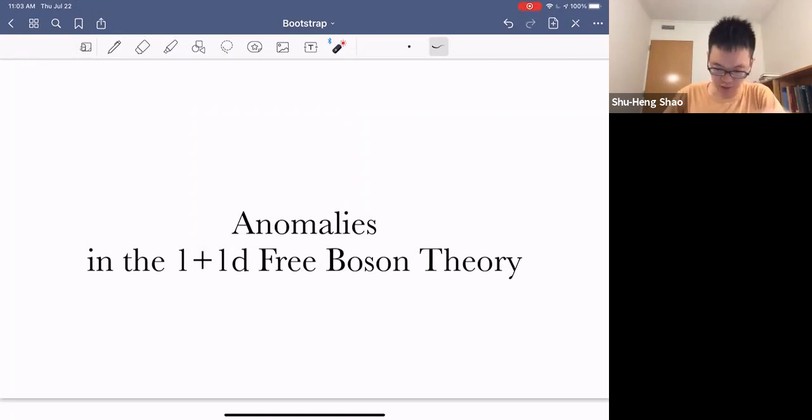Okay, so today I'll continue the lecture. Yesterday we talked about some general definitions and aspects of anomalies, and then we went over a few examples of anomalies in quantum mechanics. And then we talked a little bit about the 1+1D free boson, but we haven't got to the anomaly part of the 1+1D free boson. So in the lecture today, we will mainly focus on the 1+1D free boson. I will start with some review of what we discussed yesterday.